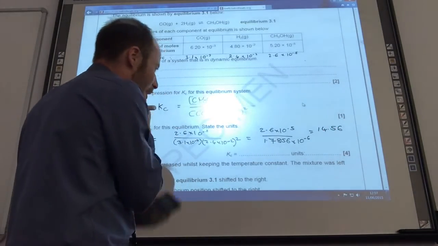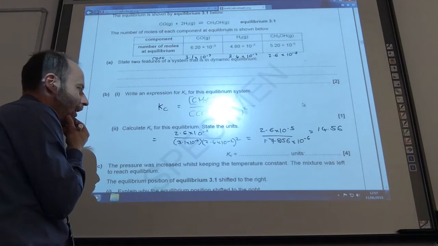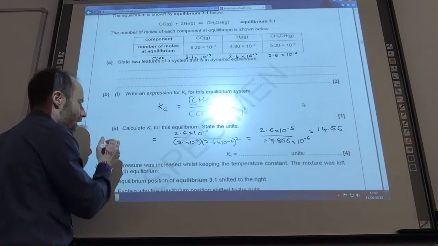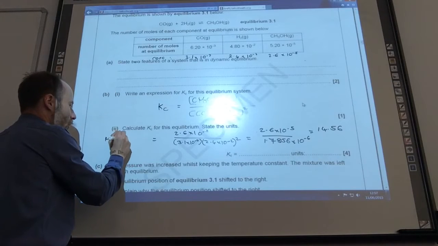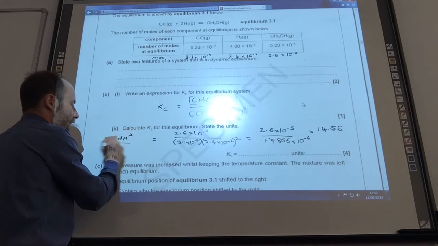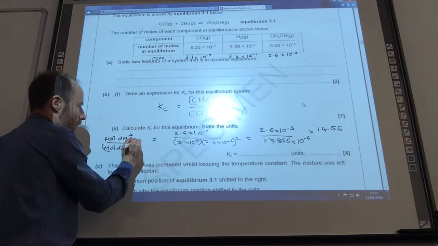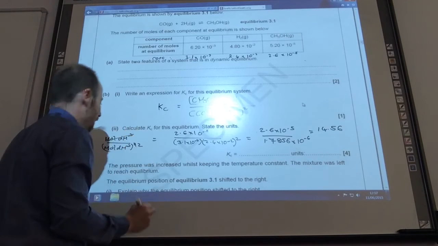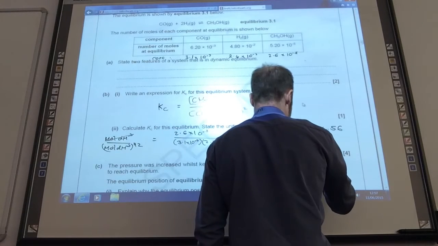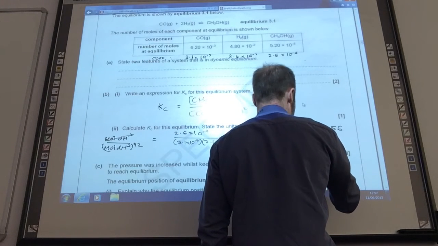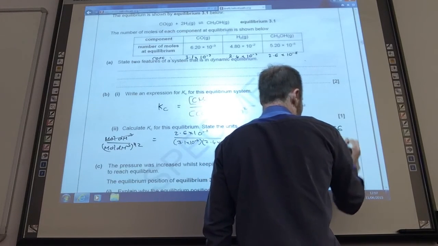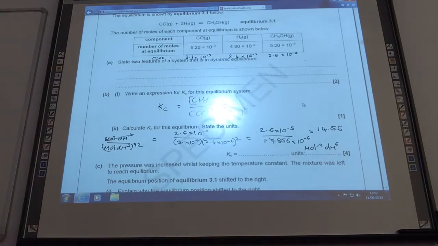Okay, so we've got that now. I now need to work out my units. Unit-wise, it's going to be moles per decimeter cubed divided by moles per decimeter cubed, and that's going to become squared. So my units are moles to the -2 decimeters to the 6.